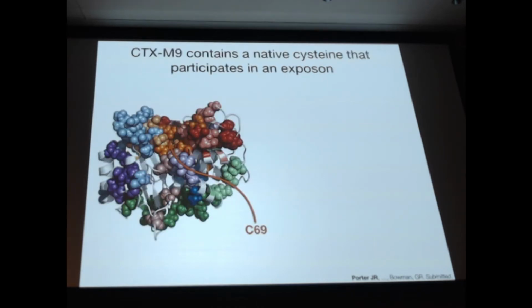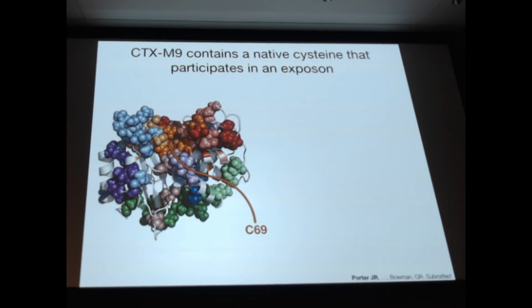Something that's always on our mind when we do this is that we have to introduce a mutation. So in a very literal way we're not looking at the same protein anymore. One way we thought we might address that is to look around for a homolog of TEM1, which is the protein we've been looking at, that has a native cysteine that is buried in a crystal structure but participates in one of these exposons. And so CK79 fits the bill. It has a buried cysteine that you can't really see because it's buried.